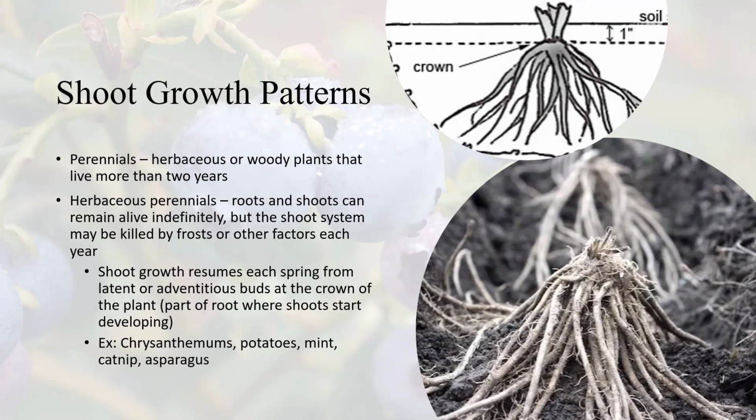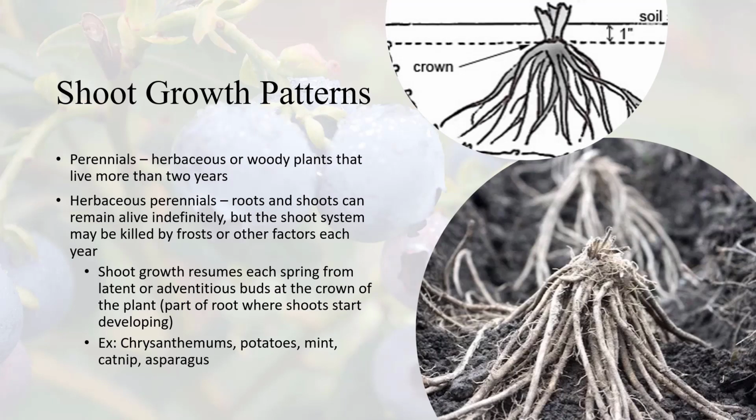So the last pattern that we're going to look at is our perennial plants. Now, these can be either herbaceous plants or woody plants, and they are going to live for more than 2 years, right? Now, if we're looking at our herbaceous perennials, both the root and shoot system can remain alive indefinitely, or at least in terms of the lifespan of the plant. But often, at least where we're found in a more temperate region, that shoot system may be killed off each year by frost or other factors. And then shoot growth will resume each spring from latent buds or adventitious buds at the crown of the plant.